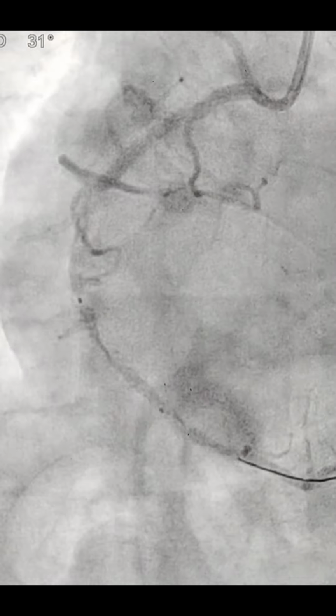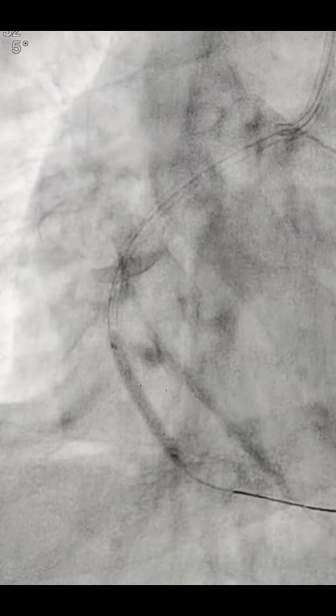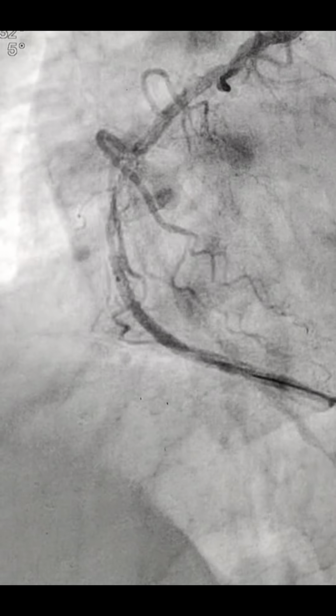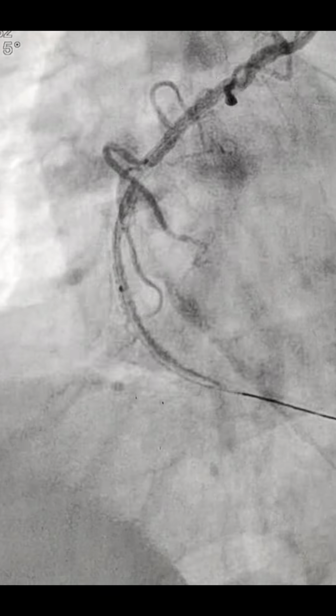As there was a long stent in the proximal RCA. So this was a stent deployment in the distal part of mid RCA. And this was a second stent, in the proximal part of mid RCA.